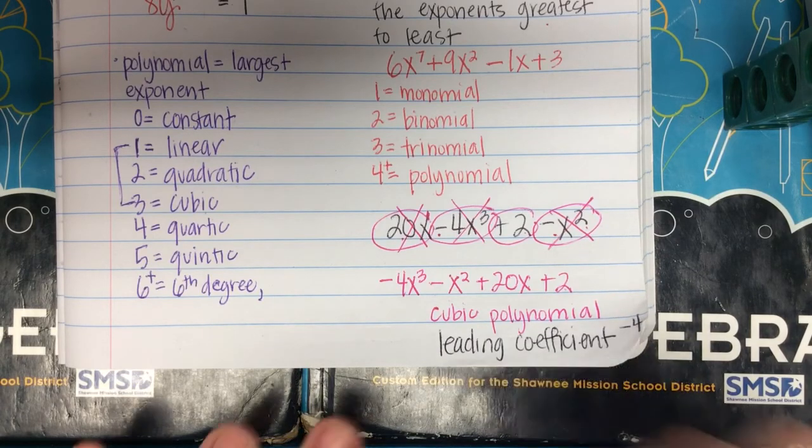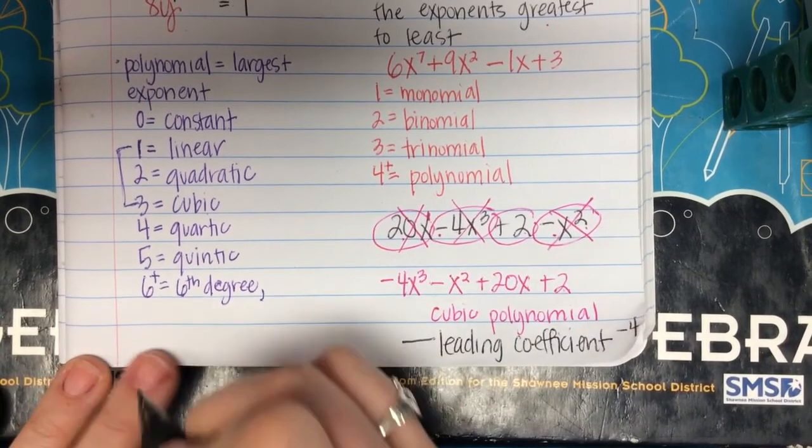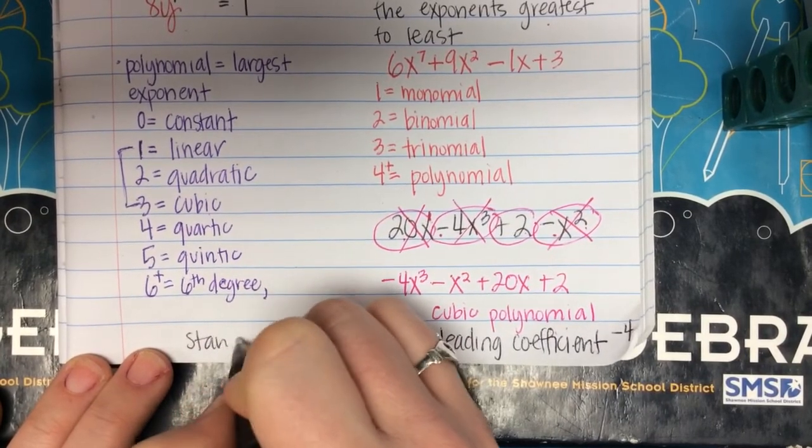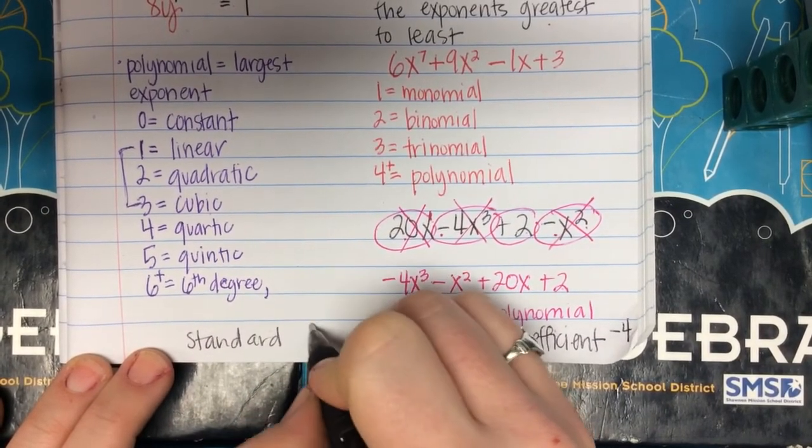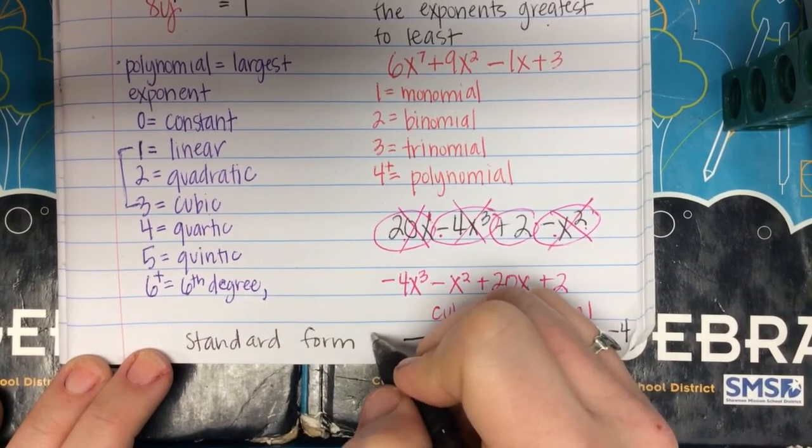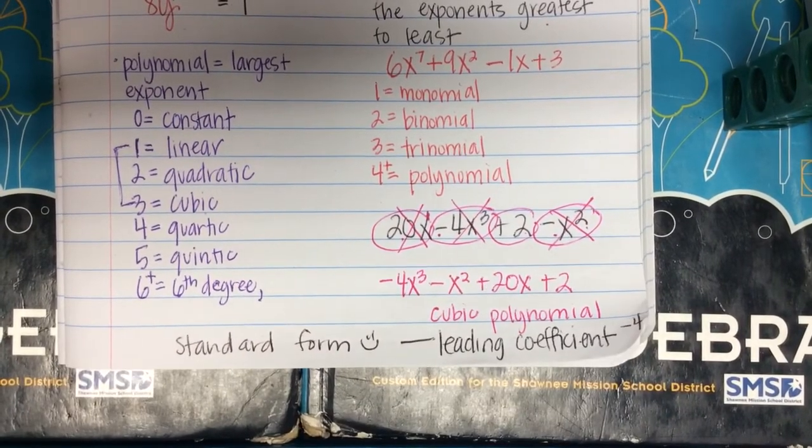It's very important, in order to find the leading coefficient, it must be in standard form. If it's in standard form, then you can find the leading coefficient. Your homework is just identifying and classifying.